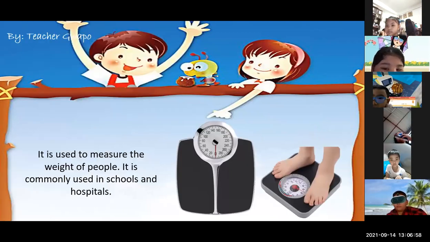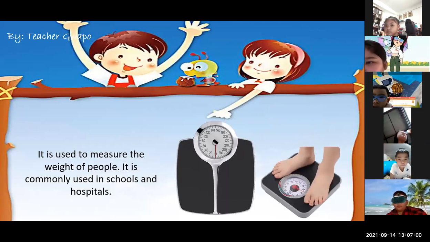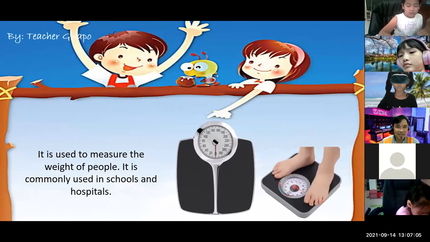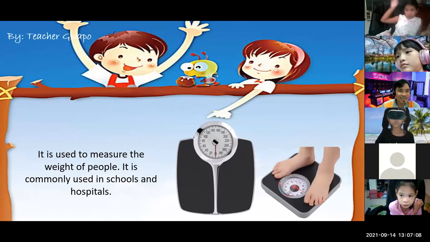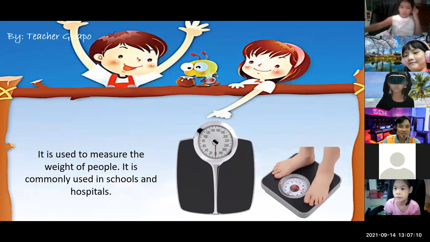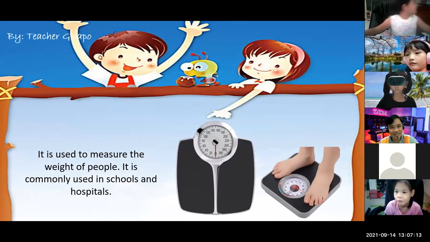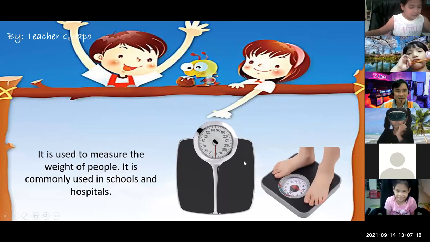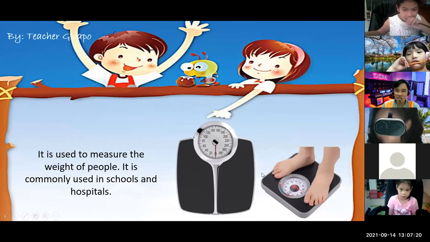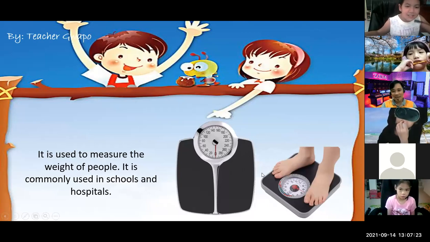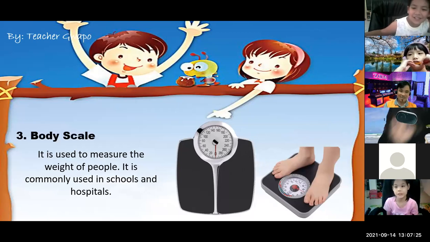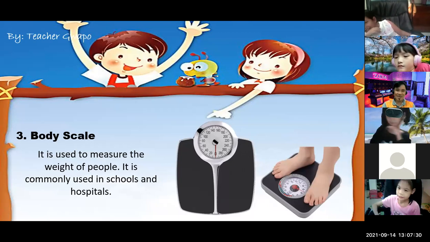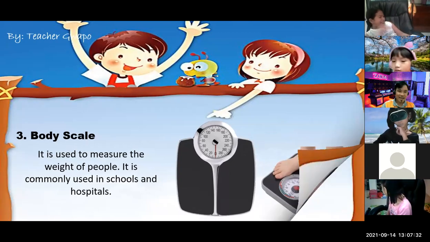How about this? It's very easy. What weighing scale is this? Anyone? Prim? Okay, Prim. It is used to measure the body. Okay, thank you. Body scale, because we use this to weigh our body. Next, this one.